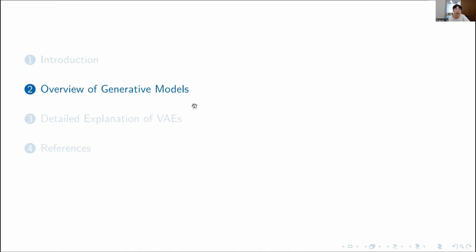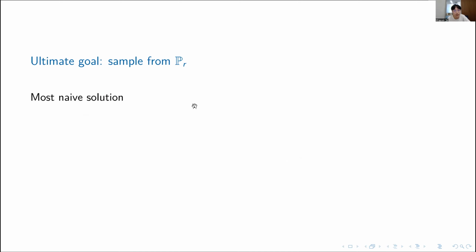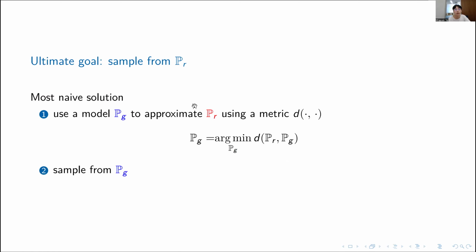So how can we sample from realistic data distribution? The most naive solution is that we can use a model to get a PG and use that PG to approximate PR. How can we approximate? We can define a metric, a distance, and minimize the distance between PR and PG. And then as PG has approximated PR, we can sample from PG, the same as we can sample from PR.